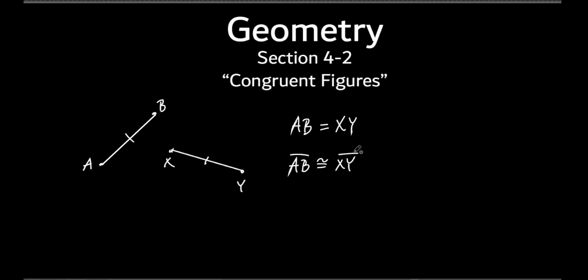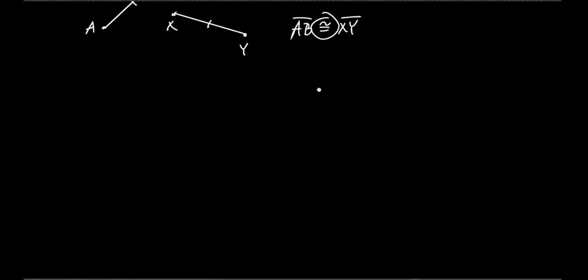But when we talk about congruent figures, we're not going to say that the figures are equal to each other. We will always say that the figures are congruent to each other. So this is the symbol that we're going to be using when we talk about congruent figures. We good? So what does that mean to be a congruent figure? Well, I'm glad you asked.